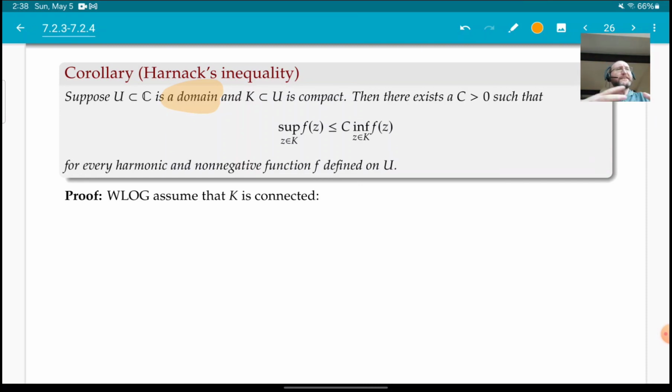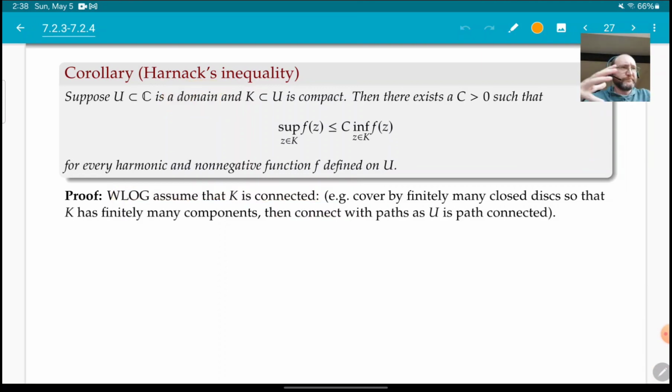I mean, we can always increase K, make K slightly bigger. If we prove a constant for a slightly bigger K, we get a constant for a smaller K. So assume that K is connected. So how do we do that? Well, by making K bigger, you can always cover by finitely many closed disks. And so if you cover it by finitely many closed disks, it's going to have, at worst, finitely many topological components, right? So it doesn't have to be disks, but whatever. You can basically first ensure that it's finitely many components.